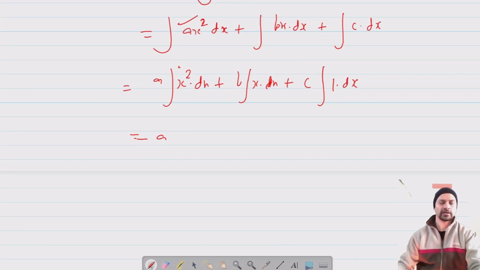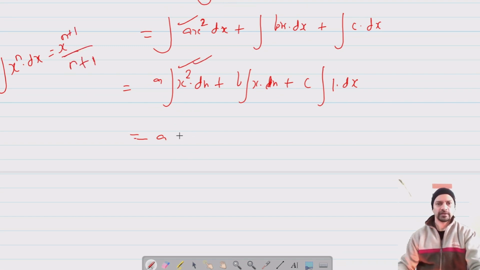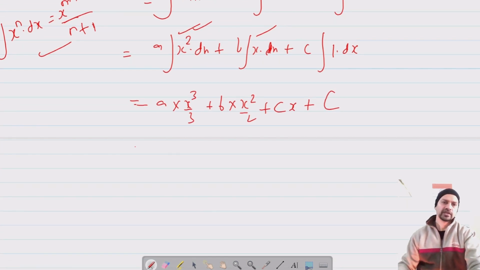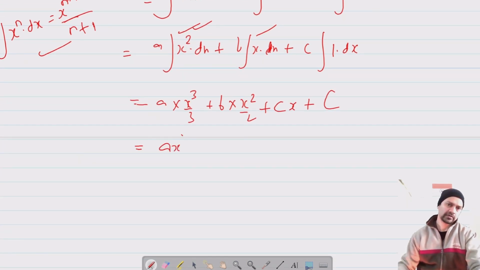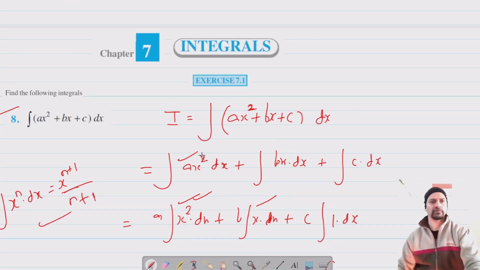And this gives us a times integration of x square. This is x raised power n into dx, which is x raised power n plus 1 upon n plus 1. And it becomes x cubed by 3. For b, it becomes x square by 2, same formula. Plus c, integration of 1 is x, and we will add a constant here. And this is now ax cubed by 3 plus bx squared by 2 plus c into x plus constant. And this is the answer for question number 8.